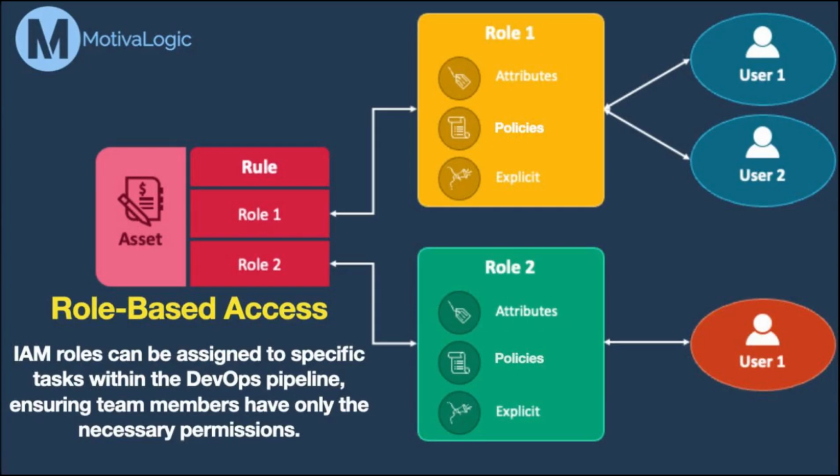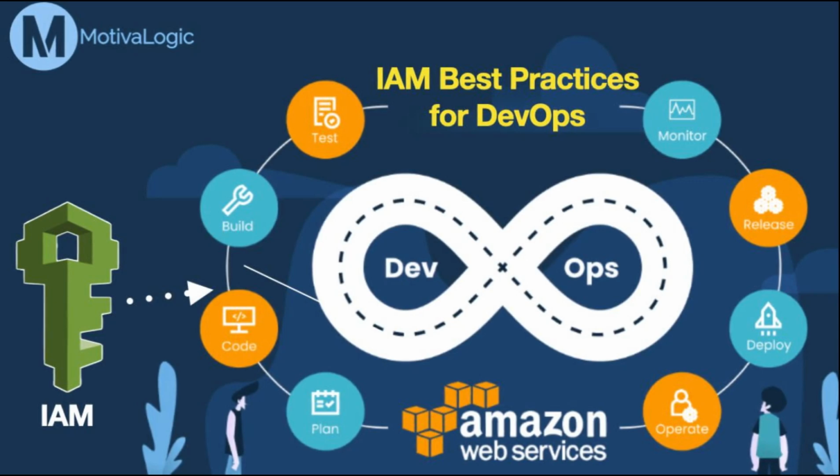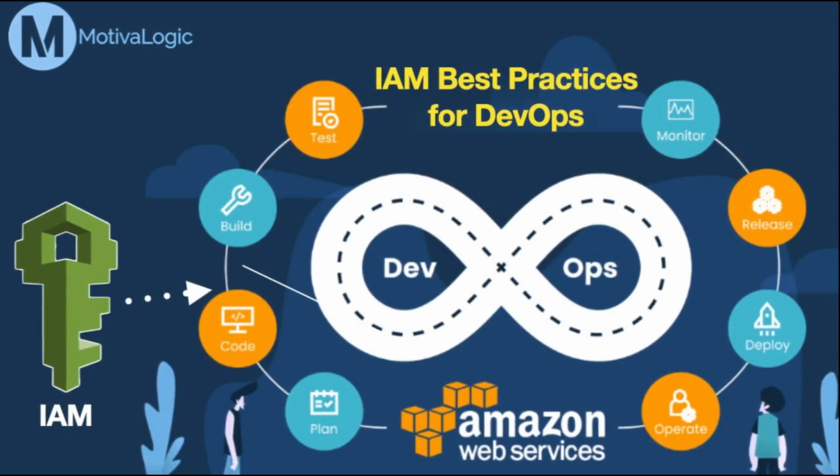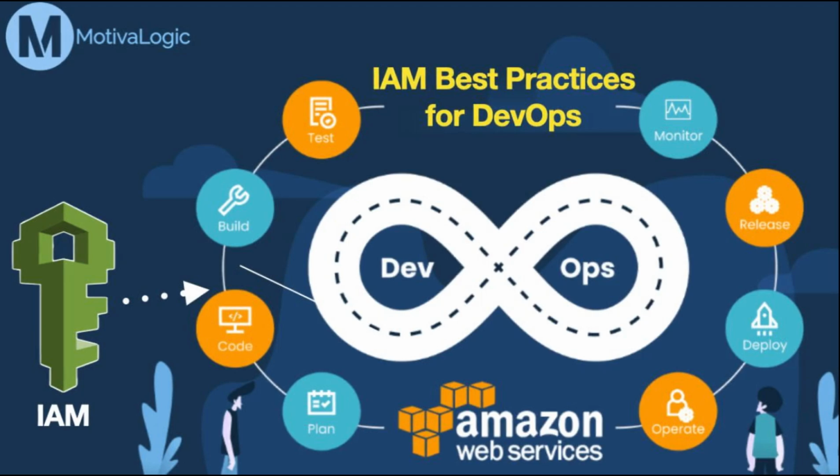Use role-based access for DevOps teams. In DevOps, IAM roles can be assigned to specific tasks within the DevOps pipeline, ensuring team members have only the necessary permissions. Temporary credentials can further limit access to only what's needed at any given time. For DevOps teams, IAM plays a crucial role in securing pipelines and infrastructure. Here's how to optimize IAM for DevOps.